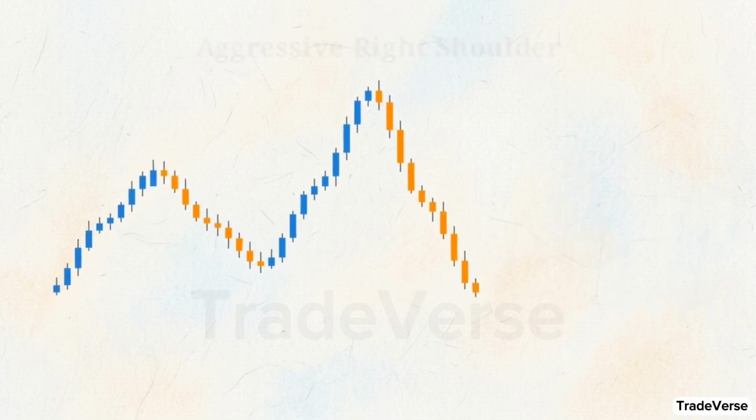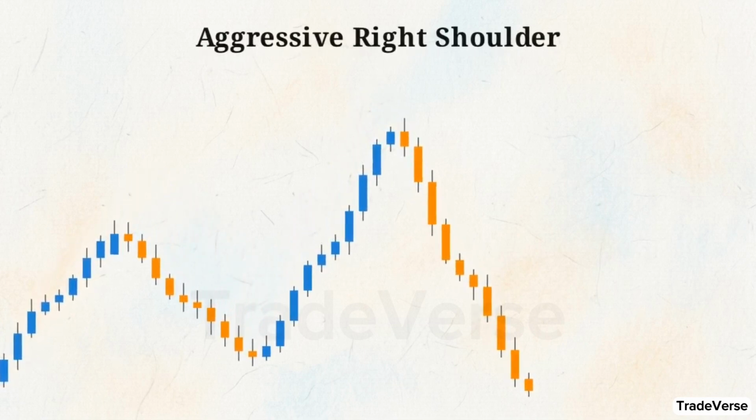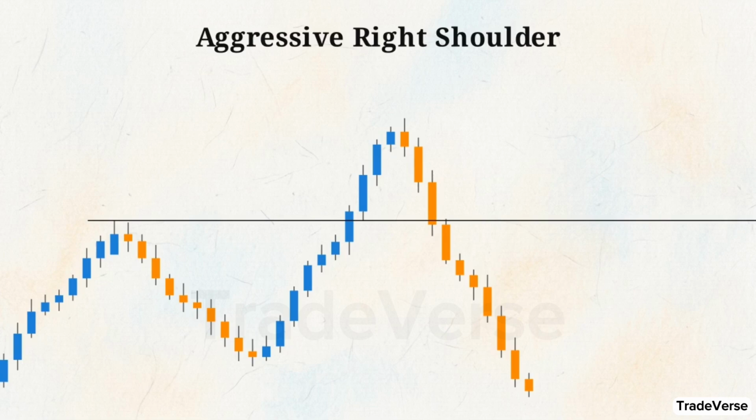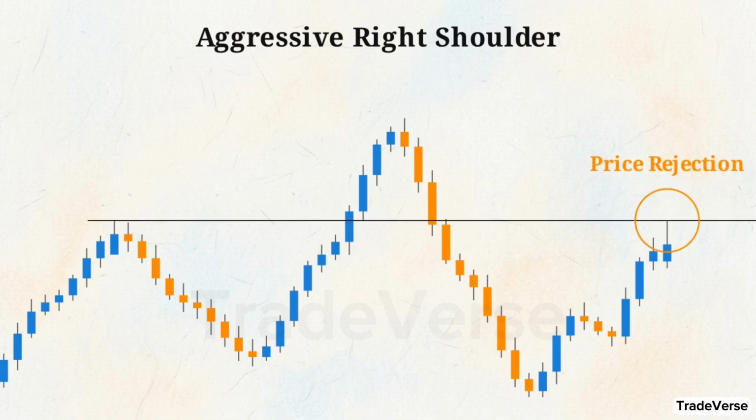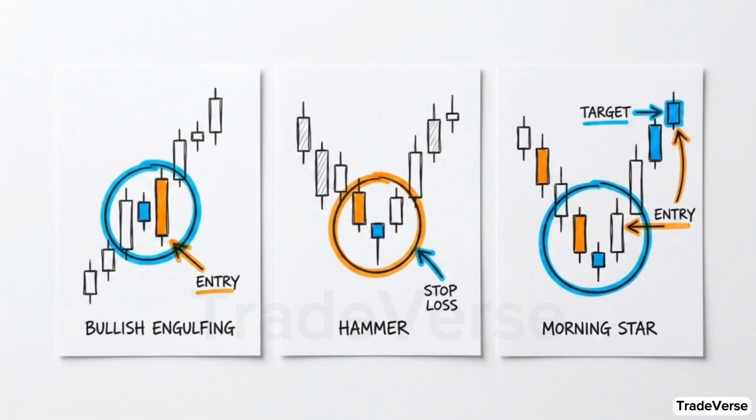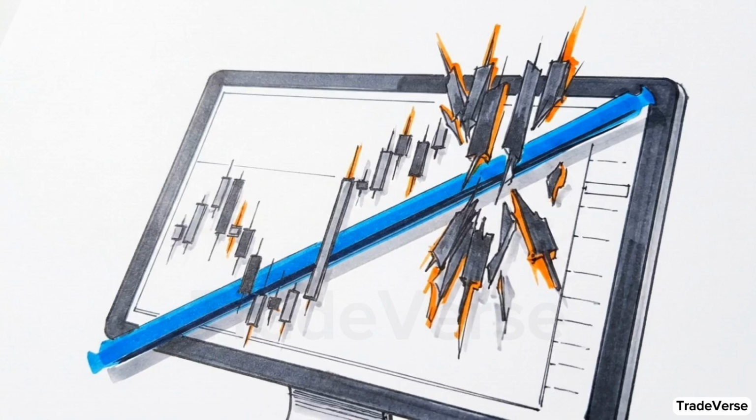The second entry method is more advanced, the aggressive right shoulder trigger. You map a horizontal plane directly from the high of the left shoulder. When price approaches this plane on the right, you watch for a candlestick with a long upper wick, strictly rejecting that exact ceiling. Possessing multiple, well-defined trigger options gives you the tactical flexibility to adapt to live market behavior instead of trying to force a rigid single-entry mindset on the chart.